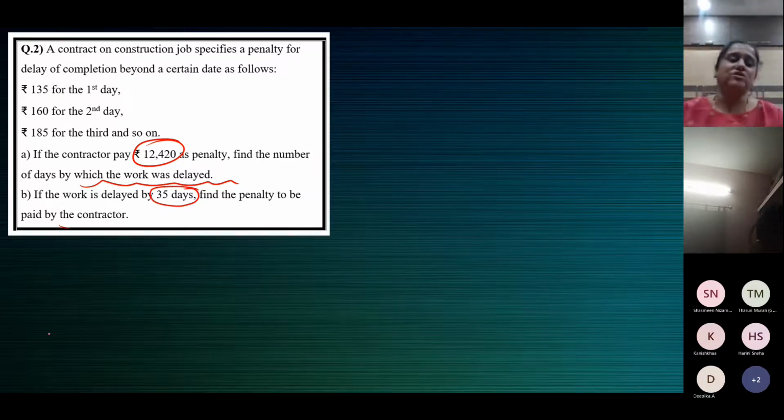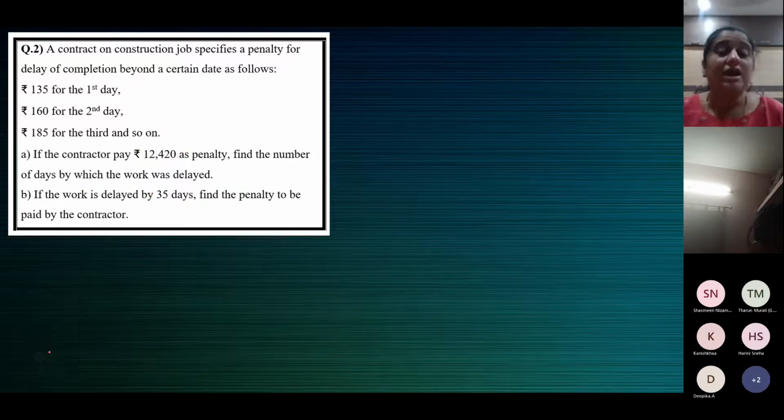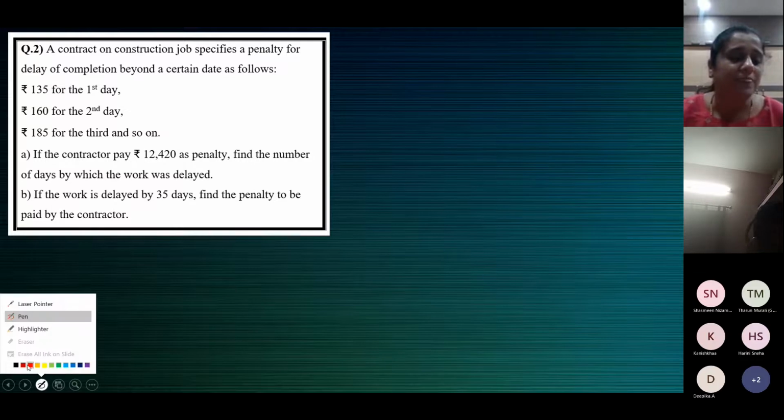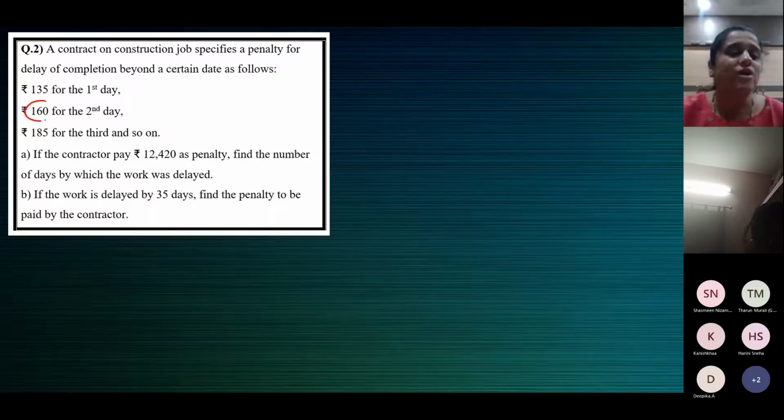You should find the penalty to be paid. And to understand whether it is AN or SN, it is important to understand what each term in the AP stands for. As I already told you, 135 stands for the penalty for the first day, 160 is for the second day, this is for the third day. So the different terms of the AP tell you the penalty to be paid for that particular day.